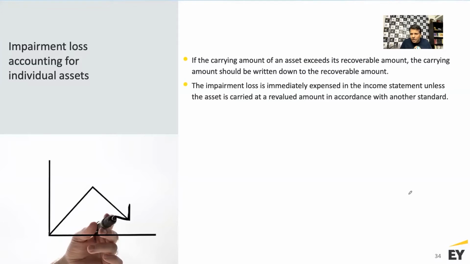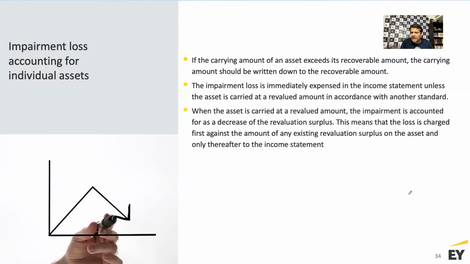However, if you were previously following a revaluation, then to the extent of the revaluation surplus, you first absorb it in the revaluation surplus account, and then any excess loss, if there is, gets charged to the profit and loss account. We've talked about that at length when we discussed the concepts around Ind AS 16 or Ind AS 38, for intangible assets or for tangible assets. When the asset is carried at a revalued amount, the impairment is accounted for as a decrease of the revaluation surplus, and over and above that, it goes to the profit and loss account.